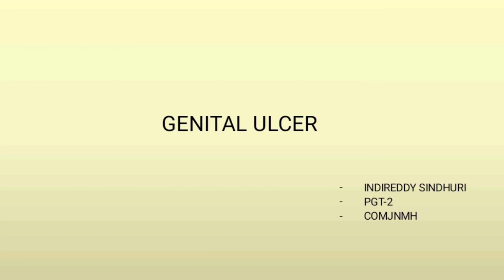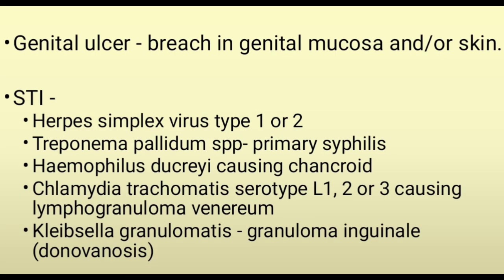Transmitted infections. So by definition, genital ulcer is any breach in continuity of skin and mucosa or skin in the genital area. The genital ulcers caused by STI include herpes simplex virus 1 and 2, Treponema pallidum causing primary syphilis, Haemophilus ducreyi causing chancroid, Chlamydia trachomatis serotypes L1, L2 and L3 causing LGV, and Klebsiella granulomatis causing granuloma inguinale.